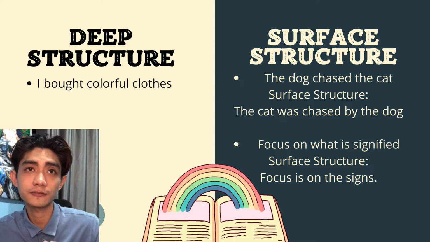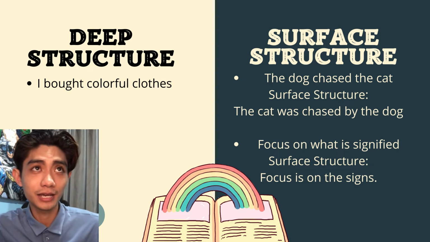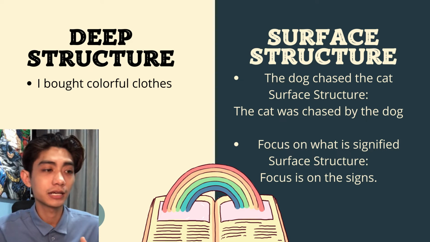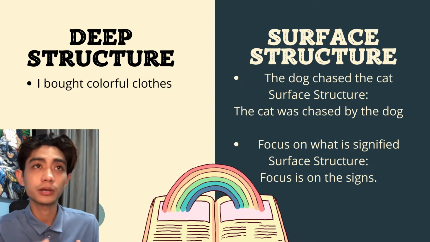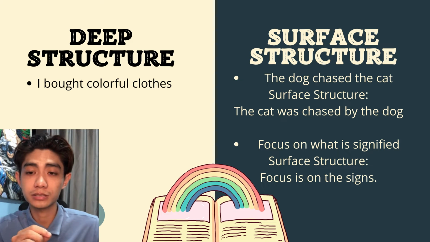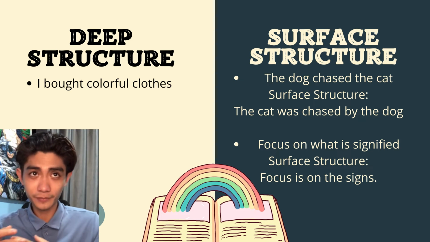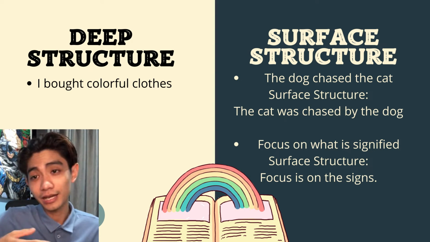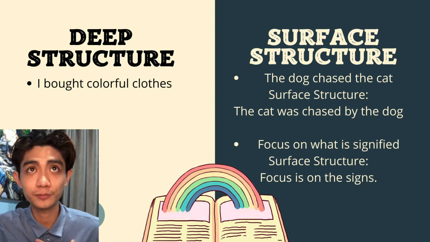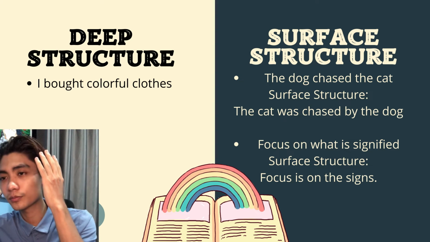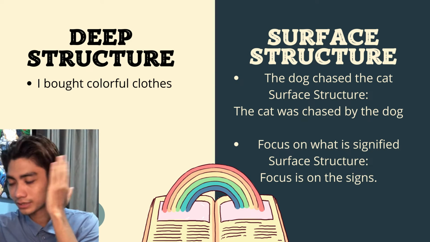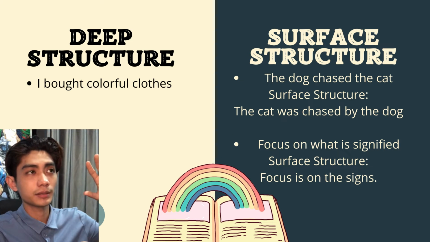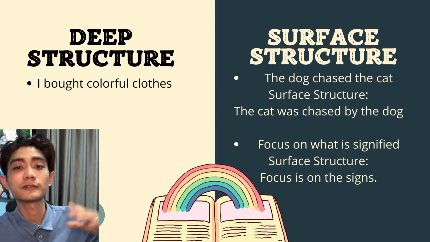It means that, let's say if I say I bought colorful clothes, there are actually questions like how many clothes did I buy? I just said that I bought colorful clothes, which is plural, which is more than two, but how many actually? And what type of clothes did I buy? There are many questions from our deep structure, from what we say, what we thought, what we think, and then we convey it. They are going to have many kinds of questions.